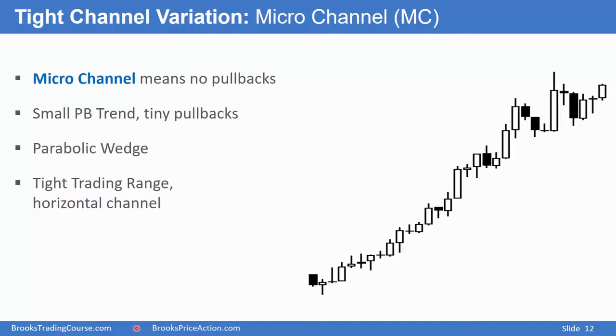A parabolic wedge. This is not a parabolic wedge, but a parabolic wedge is also a type of tight bull channel. And then any tight trading range is a type of microchannel, except that it's horizontal. Remember, all trading ranges are contained between 2 lines, one above, one below, and therefore all trading ranges are channels. But unlike trend channels, they're trading range channels. They're horizontal, sideways channels.